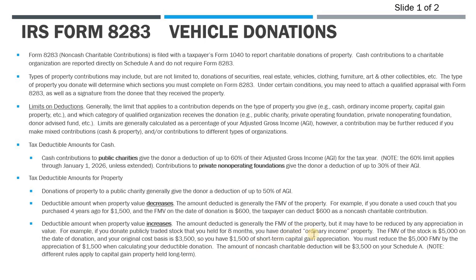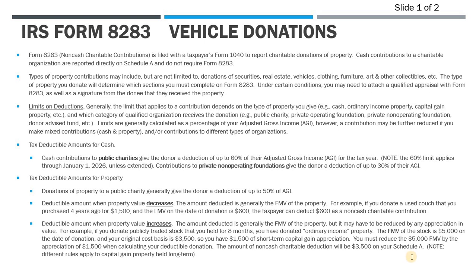So if, for example, we donated publicly traded stock that appreciated in value, and we've only held it for 8 months, because it's short-term property, we have donated what is considered ordinary income property. So when we donate the stock, the fair market value of the stock is $5,000, let's say. Our original cost was $3,500. So we have a $1,500 short-term capital gain appreciation.